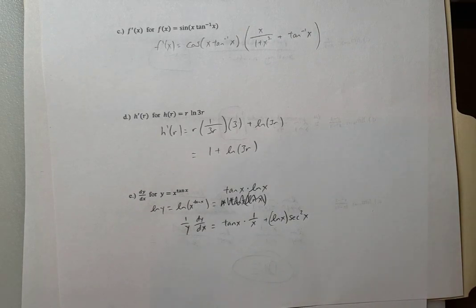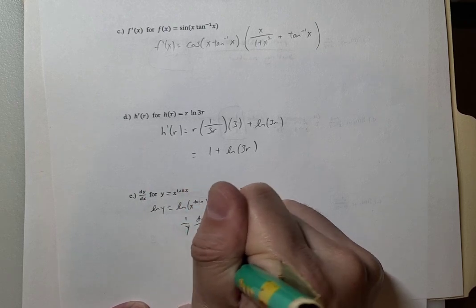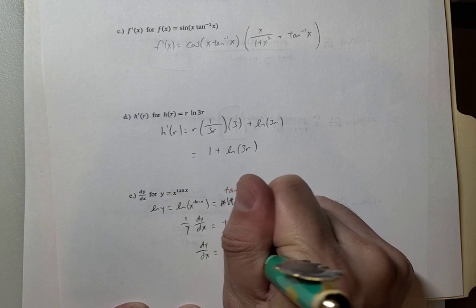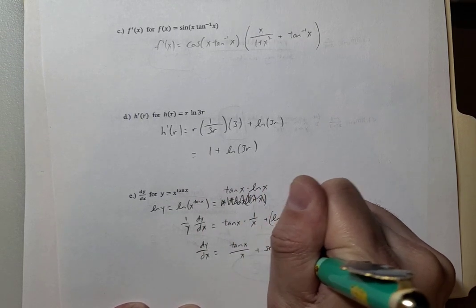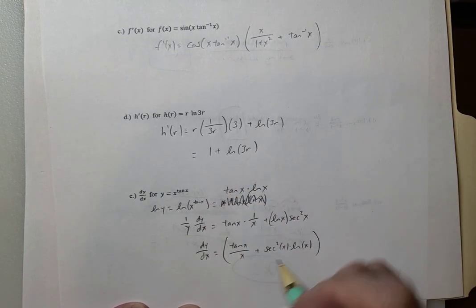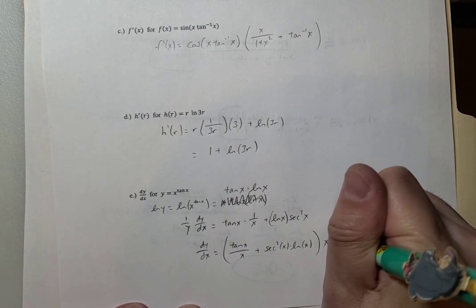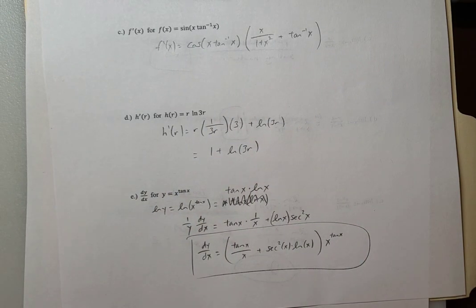All right, so we solve for dy dx. As simple as that. dy dx is, so we have all this over here, which we can write as tangent x over x plus secant squared of x times log of x, all multiplied by y. What is y? y is just x to the tangent x. So this is your answer right there. Okay, as simple as that.